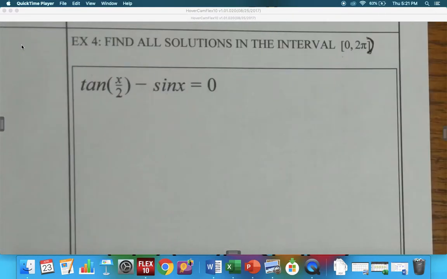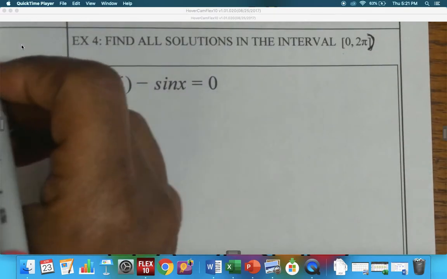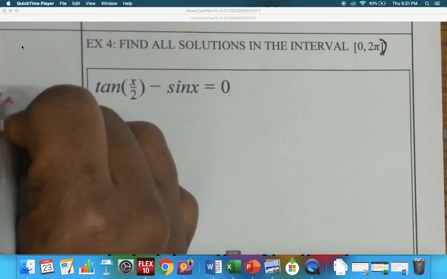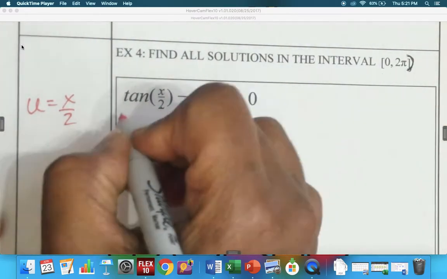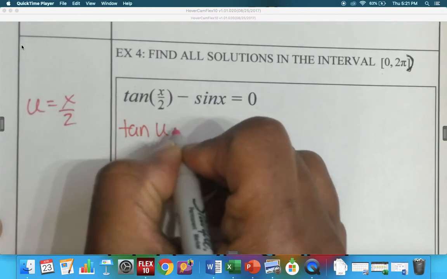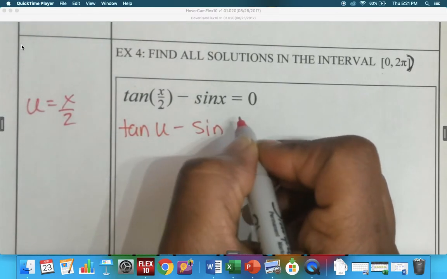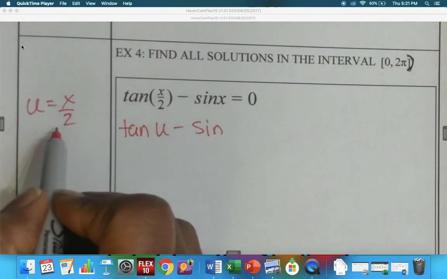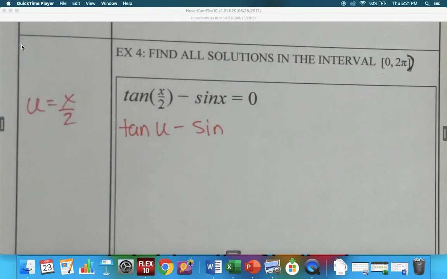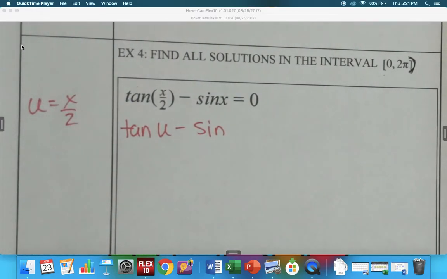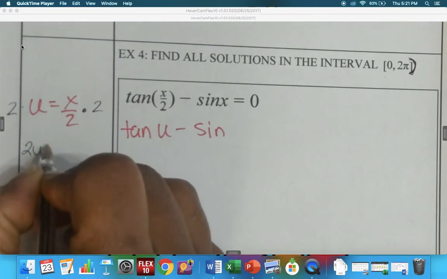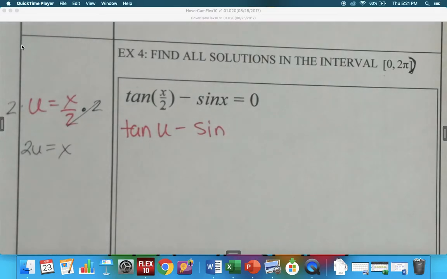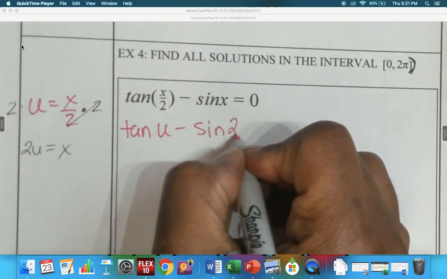So we're given tan of x over 2. I'm just going to do a little u substitution and say, let my u be x over 2. Then it won't look so complicated. So I have tan of u minus sine. Now I don't want to put x because that'll give me a different variable. It becomes difficult. So I want to figure out what this is in terms of x. What is my x going to be? If I multiply both sides by 2, I end up with 2u equaling just x. So instead of writing sine of x, I'm going to put sine of 2u.